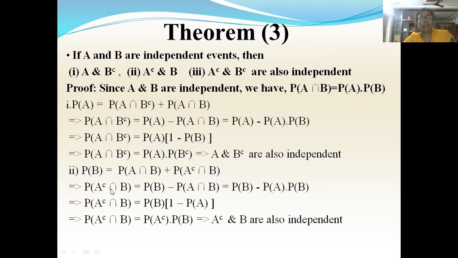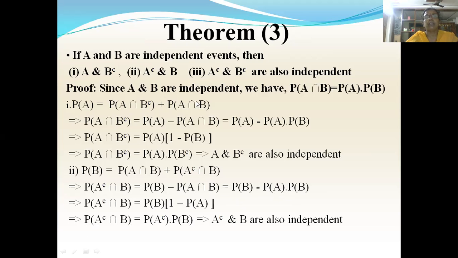So I'll get P of A complement intersection B is equal to P of B minus P of A intersection B. But since these two are independent events, I can write this as P of B minus P of A into P of B. Again, I have P of B as a common term. So I'm taking P of B into 1 minus P of A. Now this 1 minus P of A is P of A complement. So here also we got P of A complement intersection B is equal to P of A complement into P of B. So it implies what? A complement and B are also independent events.